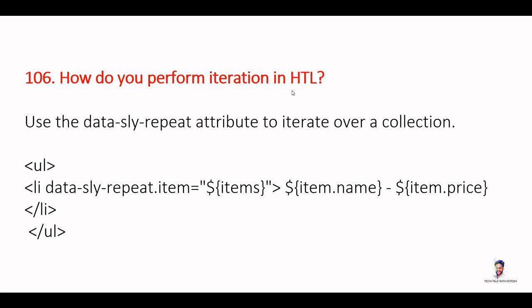Next question is, how do we perform iteration in HTL? Use the data-sly-repeat block, which is one of the HTL block attributes, to iterate over a collection. So for example, this is my list and inside that I want to iterate items, and each item will have the name property and the price property. So I will use repeat.item, and then the item will have the attributes: item.name, item.price. For each item I am fetching the information in item, and then item.name and item.price.